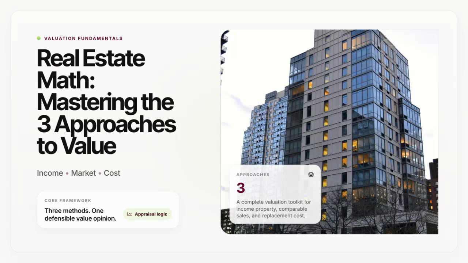Today, we're focusing on mastering the three fundamental approaches to valuing real estate. These approaches, the income approach, the market approach, and the cost approach, form a complete toolkit for assessing property value. Whether you're analyzing income property, comparable sales, or replacement costs, these methods provide a solid framework to arrive at a defensible value opinion. By understanding and applying these three approaches, you can confidently navigate the appraisal process and develop a well supported conclusion of value. This core framework is essential for anyone working in real estate valuation.